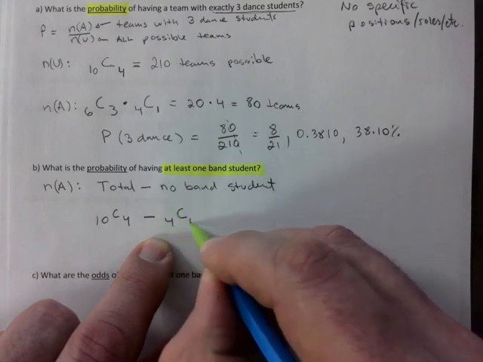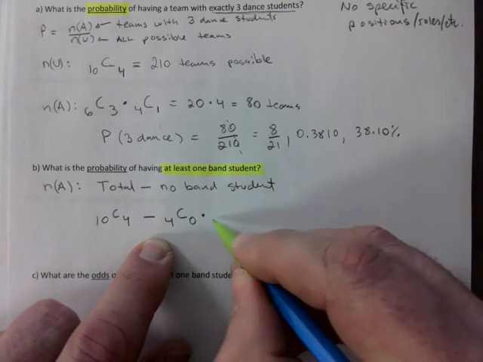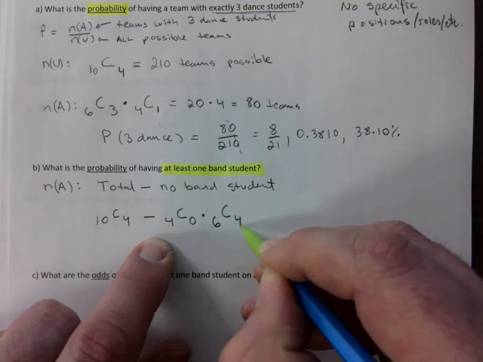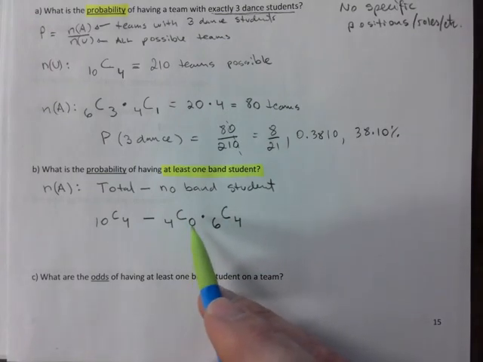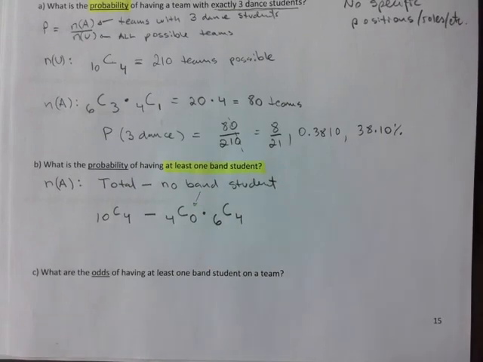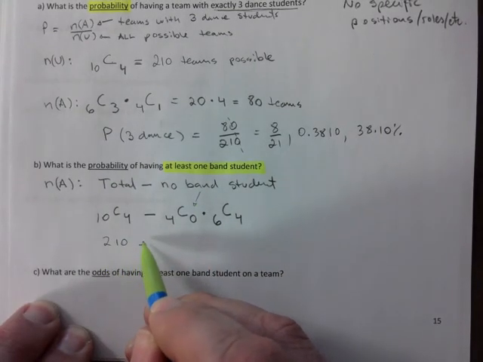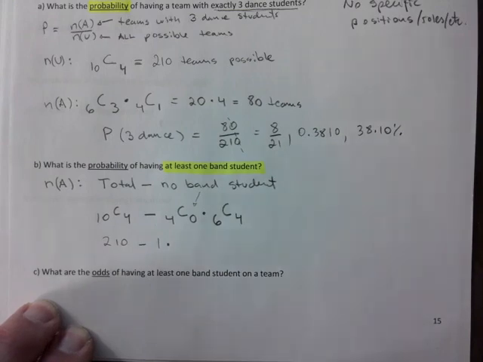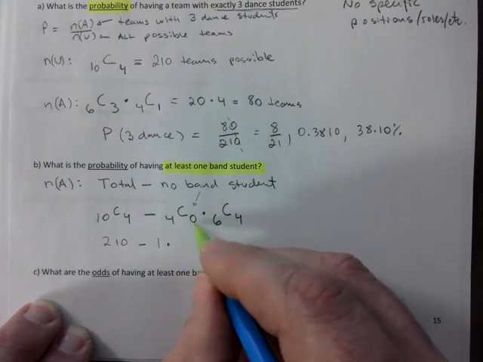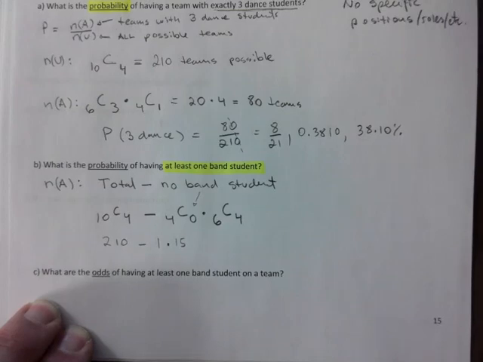So from the 4, we choose 0. That means that from the 6 remaining, we're going to choose all 4. So all 4 are dance students, basically, when there are no band students. Okay. So we've got that this is 210. 4C0 is just 1. 6C4 is 60, correct? I will double check that. I believe it is. No, 15, sorry. So this is 1, and then this is 15. So that's 195, right?